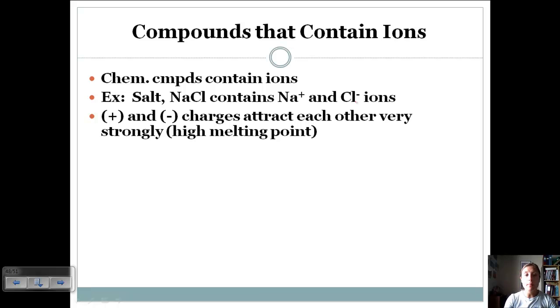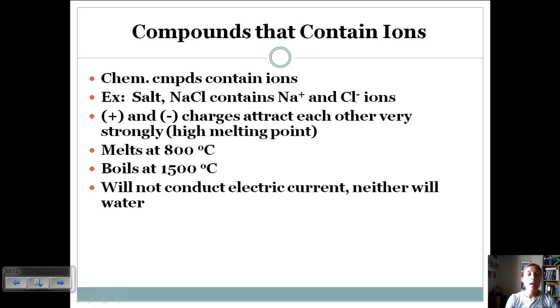And so ionic compounds usually have very high melting points. Salt's melting point is 800 degrees Celsius. That's really high. And it's because of that really strong attraction between the cation and anion. So it also has a really high boiling point as well.